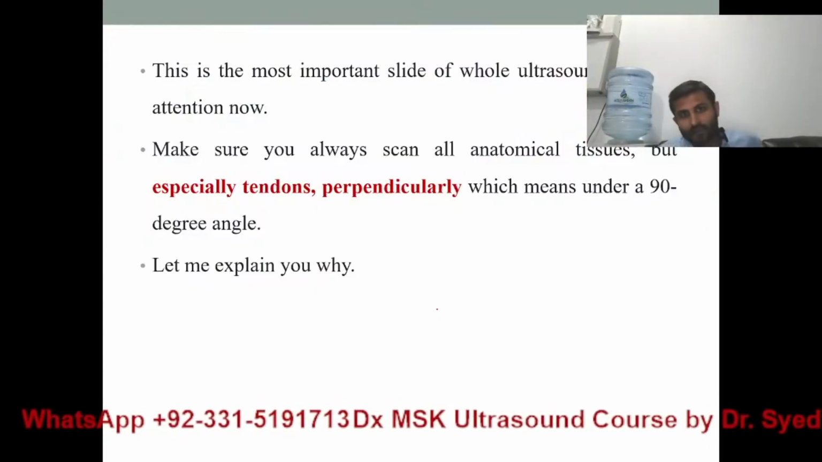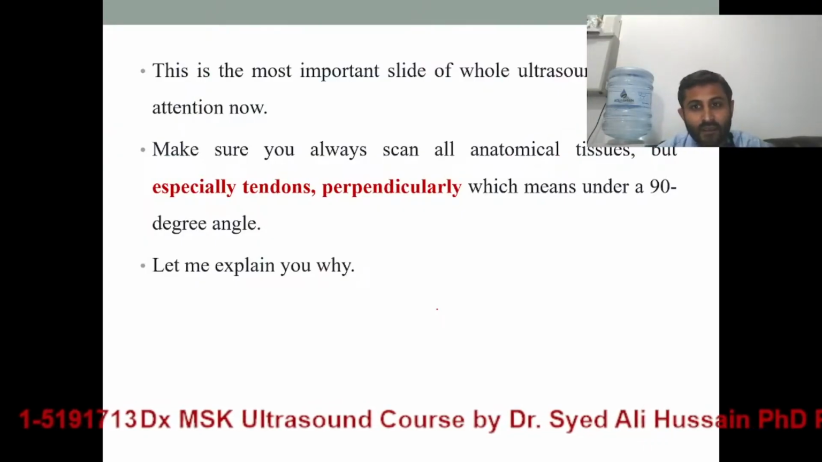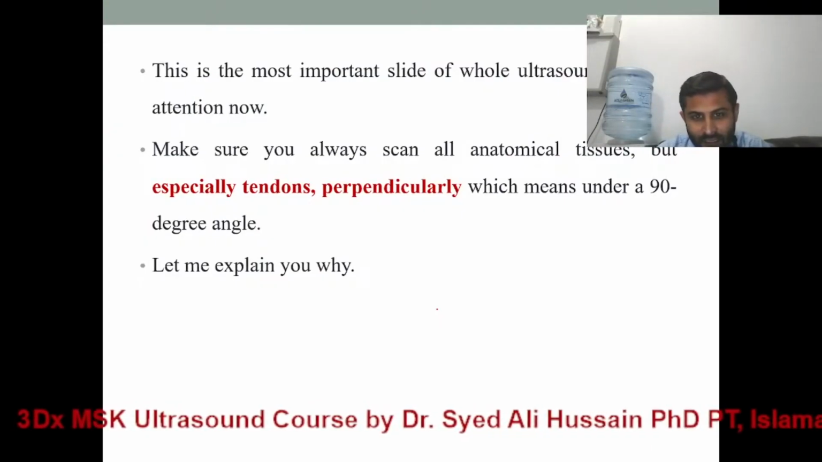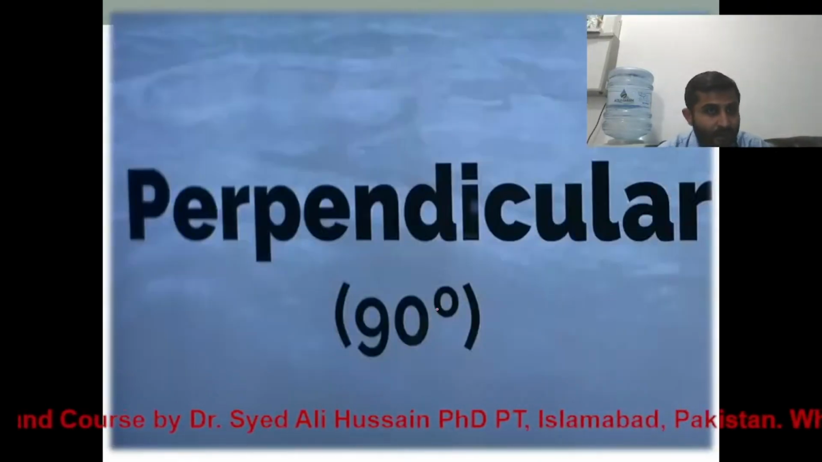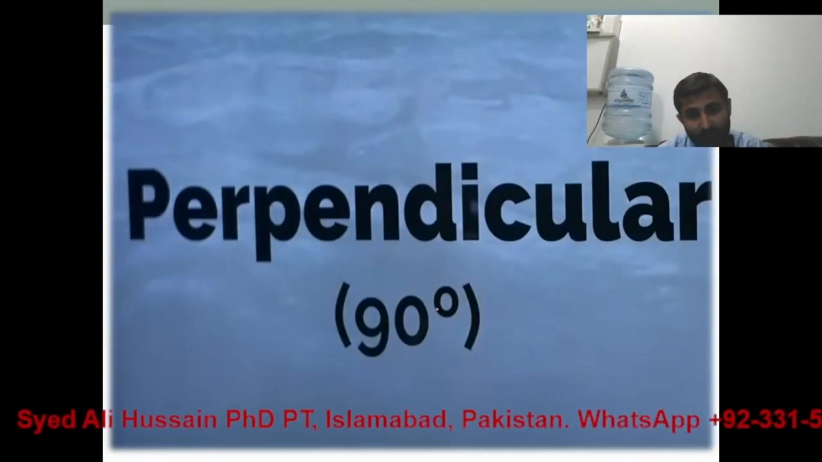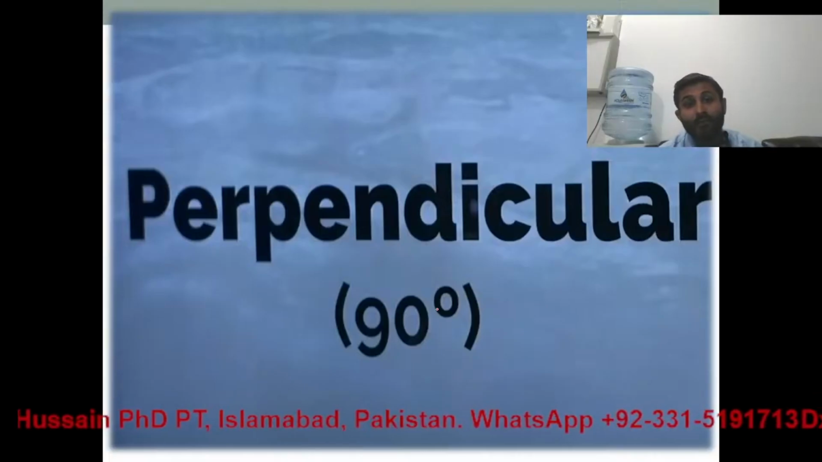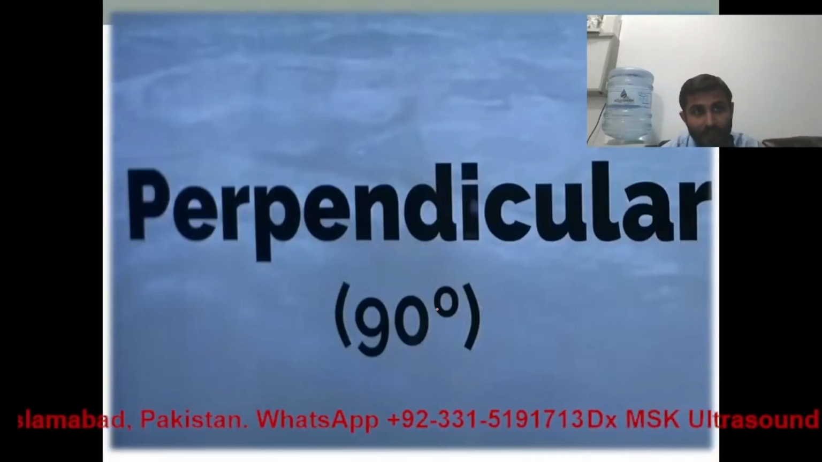It is important to scan the tendons using a 90-degree angle. Let me explain to you why. For tendons, it is a rule of thumb to scan perpendicularly, using 90 degrees of the probe. So from the probe to the tendon, the angle should be 90 degrees.